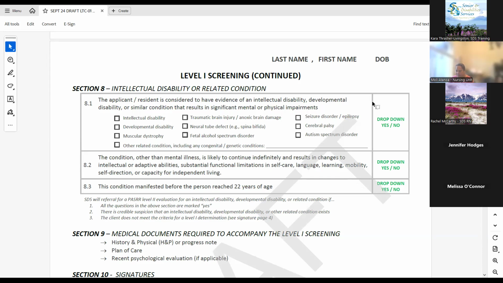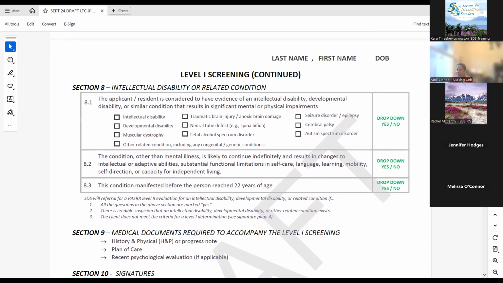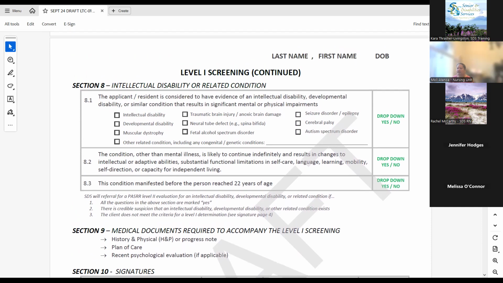Sorry, it does. This is Jennifer. I was just curious. It looks like you have to have the accompanying documents that support the answers that you've put on the form. Is that correct? The history and physical or progress note, plan of care. Those things need to be with the form, and it needs to support the answers. Is that correct?